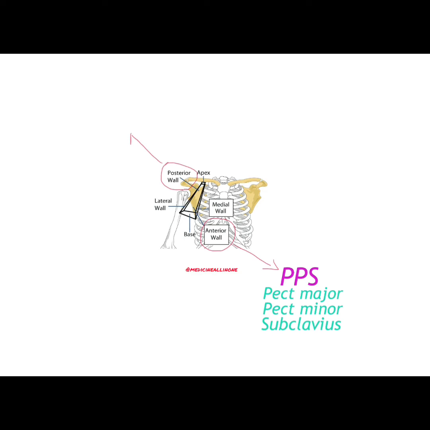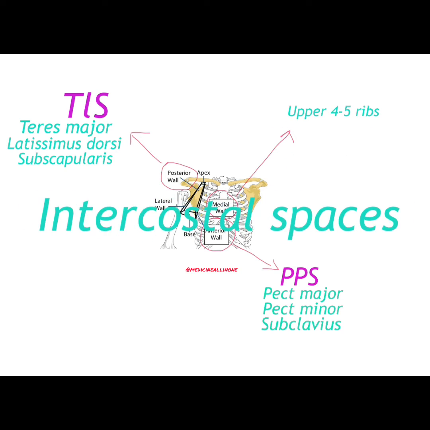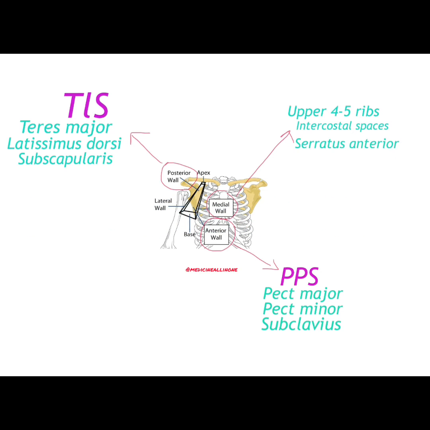The posterior wall is also made of three muscles. We can memorize it by the mnemonic TLS, that is teres major muscle, latissimus dorsi, and subscapularis. The medial wall is formed by the upper 4 or 5 ribs along with the intercostal spaces, covered by the serratus anterior muscle, whereas the lateral wall is formed by coracobrachialis and biceps muscle.